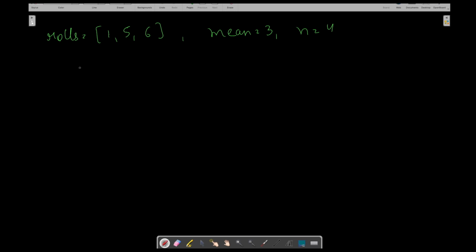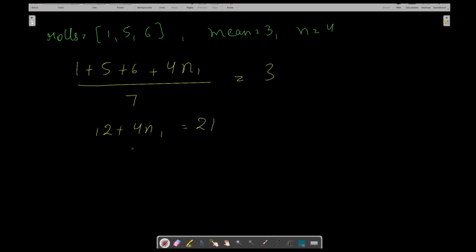In this test case, we have the observations 1, 5, 6 and 4. Let's consider that all the missing observations are equal. And n plus m is 3 plus 4, which is 7, times the mean. So 6, 6, 12 plus 4n1 is equal to 21. So 4n1 is equal to 9. Now if we divide 9 by 4, then we get 2 with a remainder of 1.